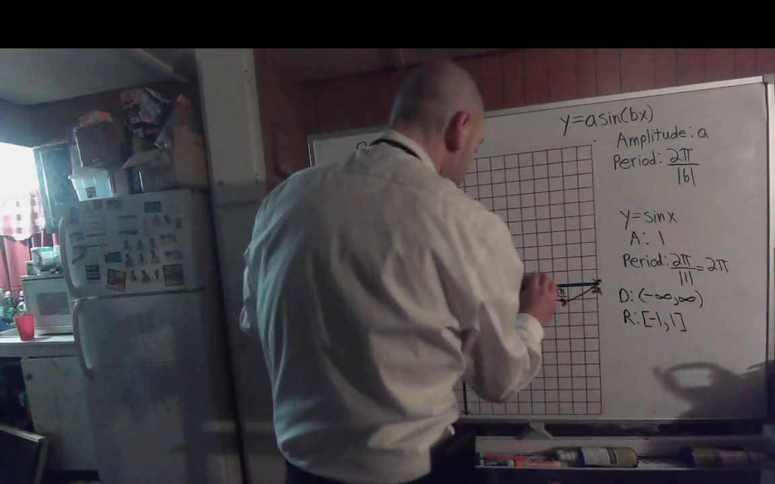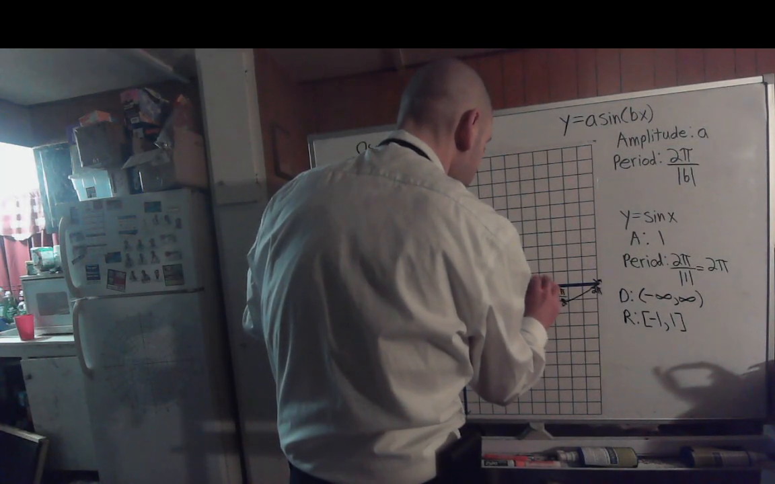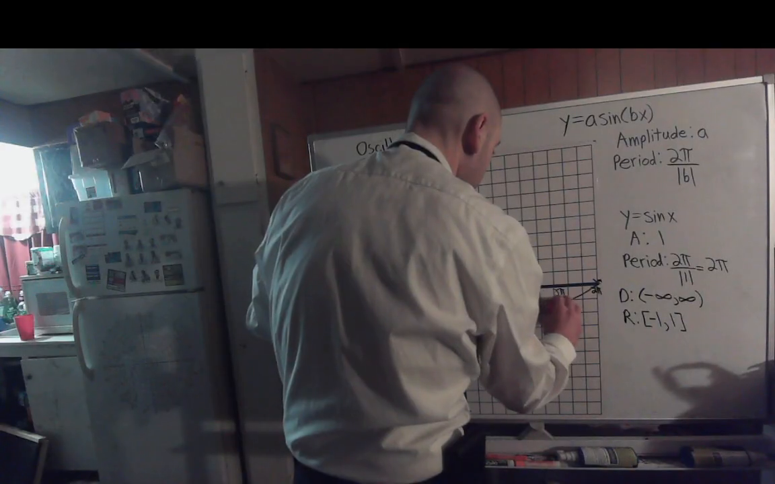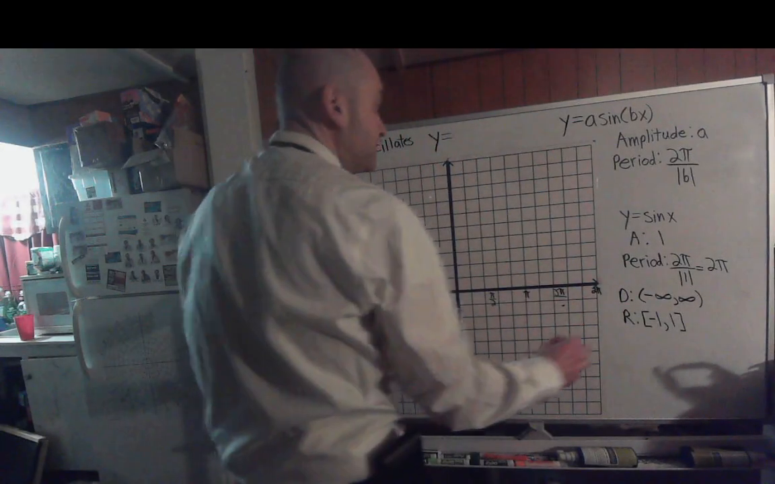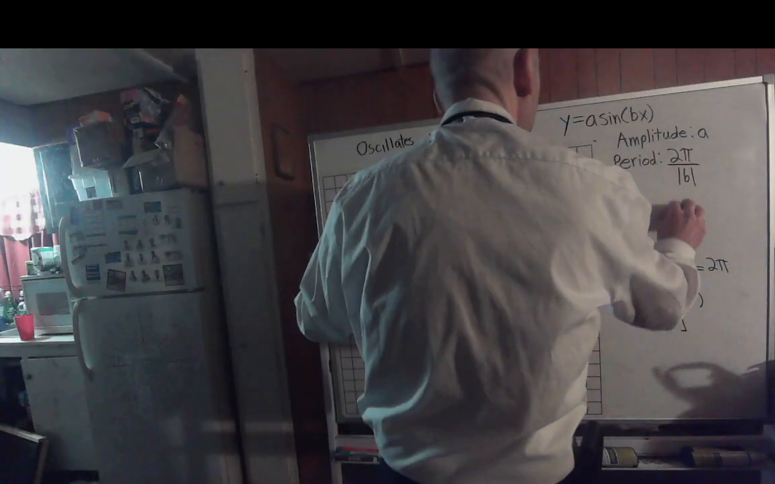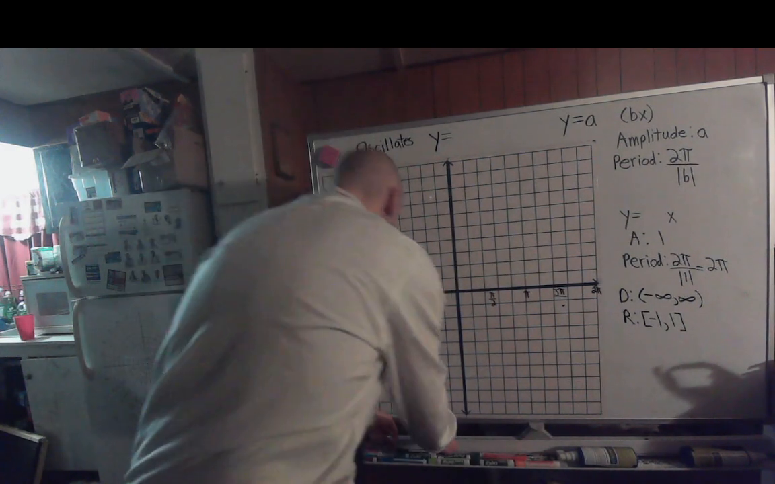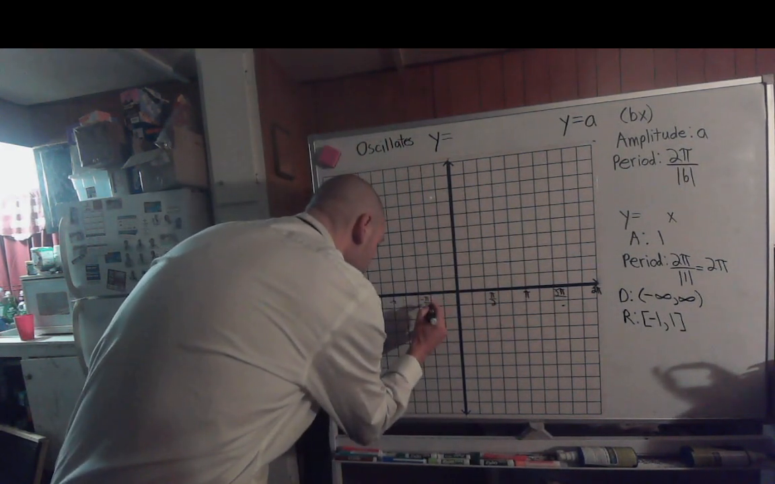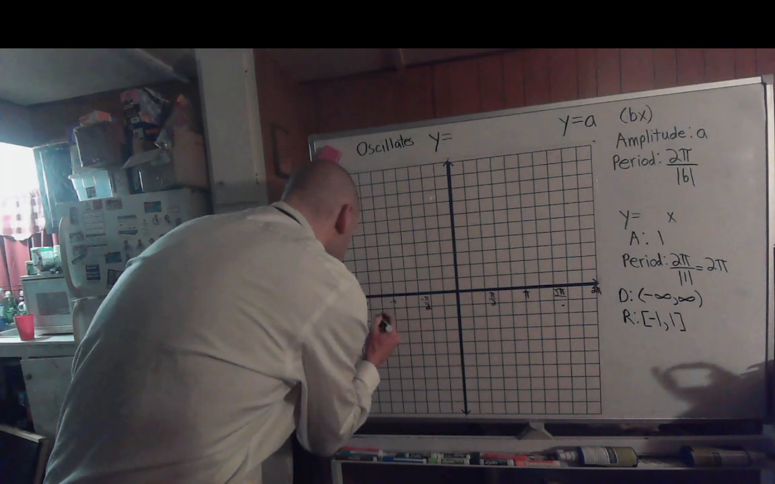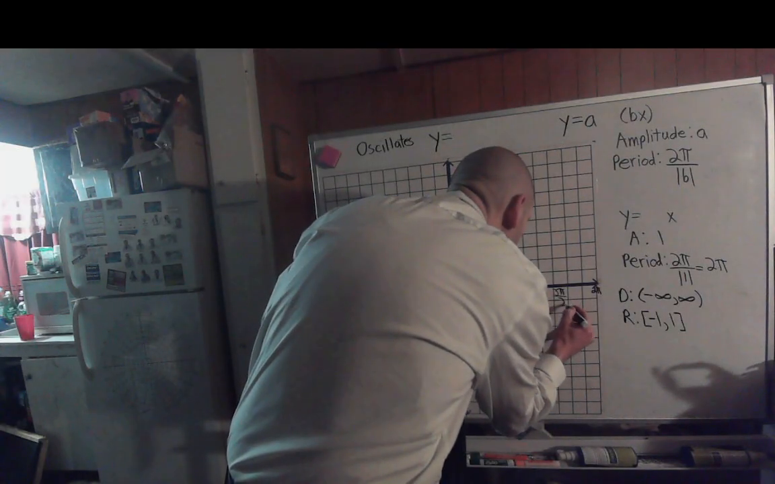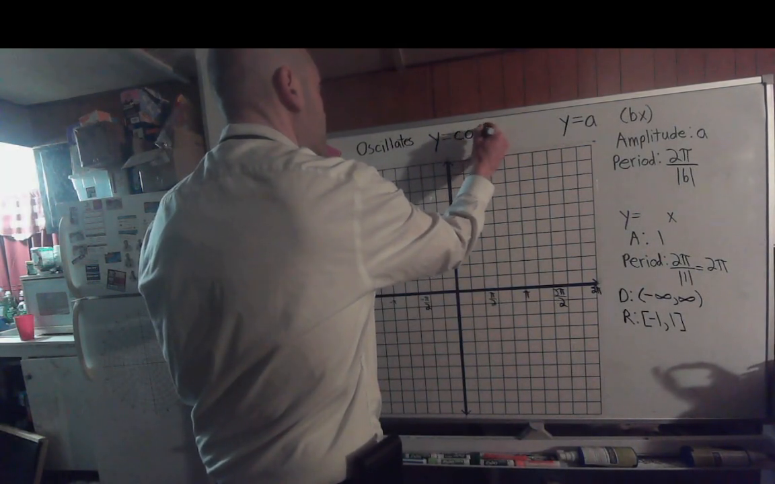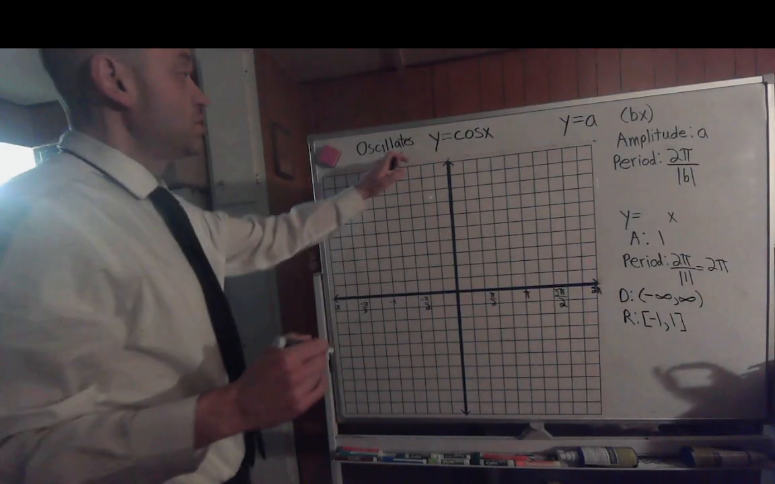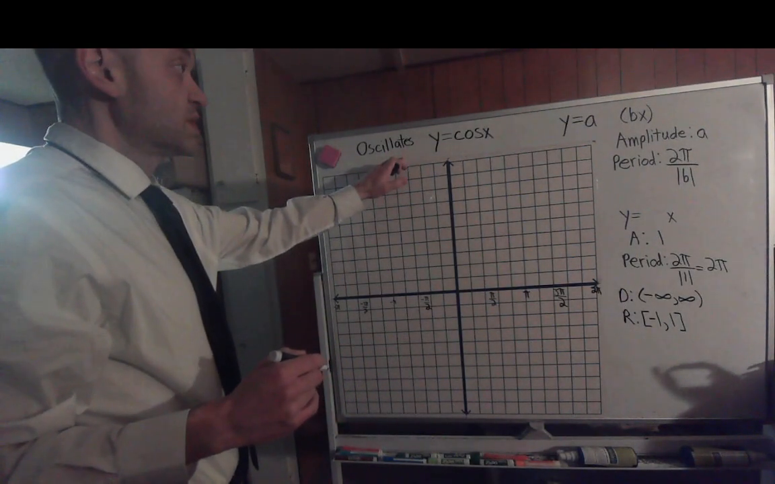Alright, let me just erase this here because we're going to set up the cosine function now. We'll graph all that. Let me just write down these numbers here. It's kind of important. Alright, now let's say we have y equals the cosine of x. So we're going to be given y equals the cosine of x.